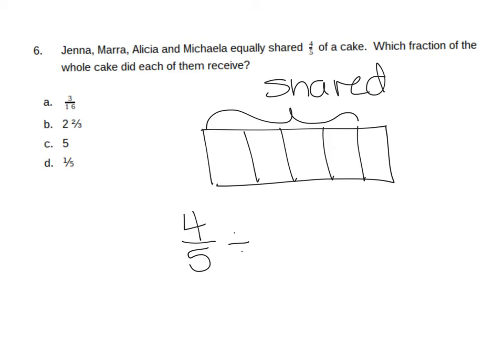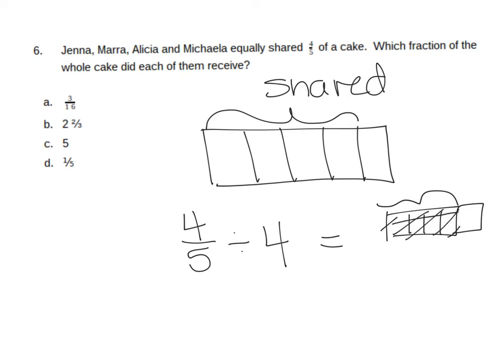Now, how many people shared that 4/5? We have Jenna, Mara, Alicia, and Michaela. So we have 1, 2, 3, 4 people. So we're going to divide that by 4. Now, we could either take a drawing of 4/5, and we could show that this is 4/5, and we could divide it into 4 sections, or we could find the reciprocal of 4, which is 1/4, and we could do 4/5 times 1/4 is 4/20.